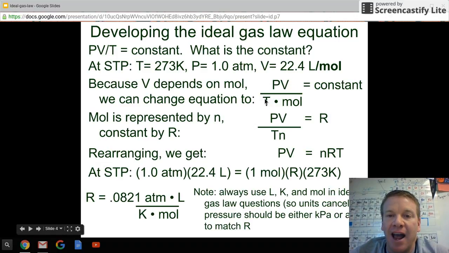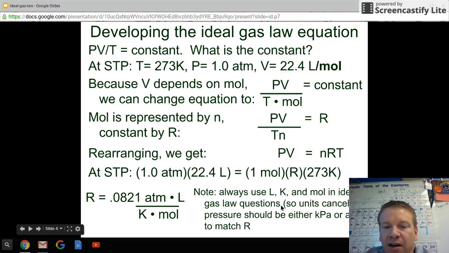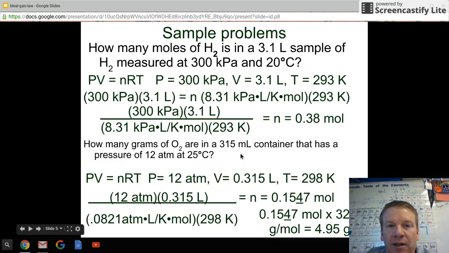Now, for any gas under any set of conditions, it turns out that when you do this, you get the same value. Scientists did it at these conditions, and it turns out that you have the same number all the time, and they called that R the ideal gas constant. So at standard temperature and pressure, you plug these numbers in, and R for atmospheres came out to be 0.0821. For kilopascals it came out to be 8.31. Again, note, always use liters, Kelvin, and moles so that the units cancel. Pressure is either going to be kilopascals or atmospheres, making sure that you're matching that R value.